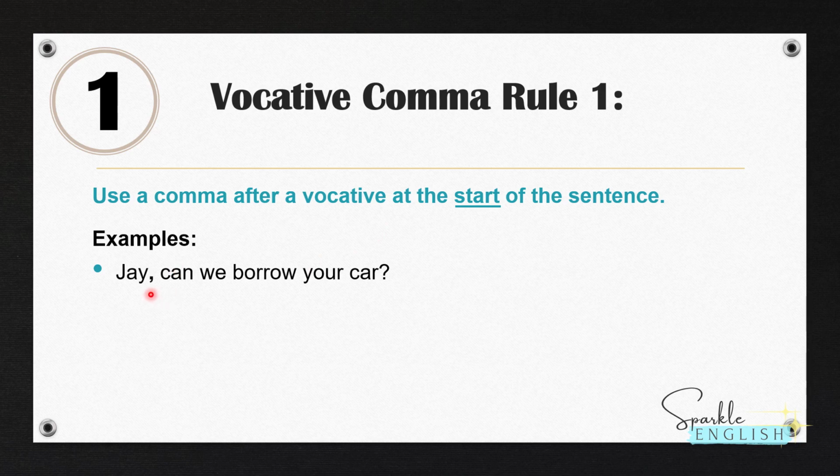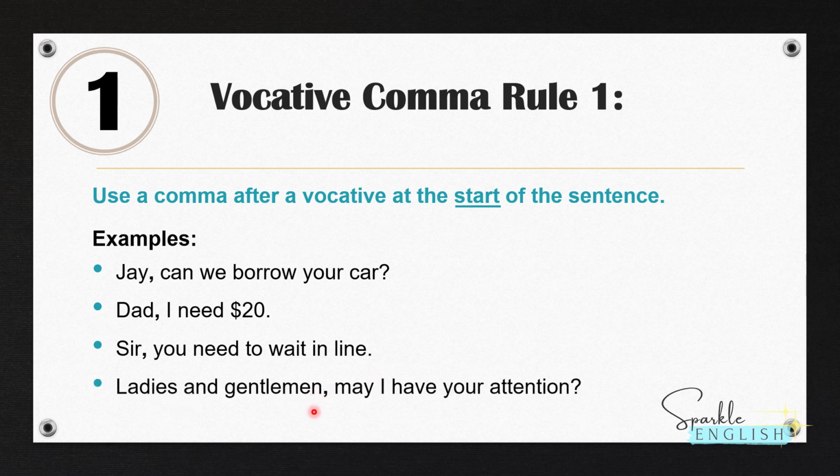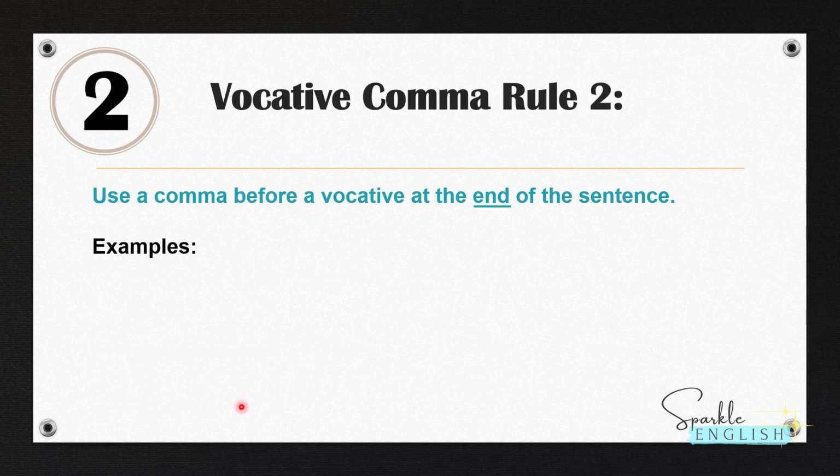For example, "Jay, can we borrow your car?" Because we are talking to Jay, we have to use a comma after Jay. "Dad, I need $20." "Sir, you need to wait in line." "Ladies and gentlemen, may I have your attention?" In all of these sentences, we are talking to Jay, Dad, Sir, and ladies and gentlemen. So we have to use a comma to indicate that we are talking to this person or groups of people.